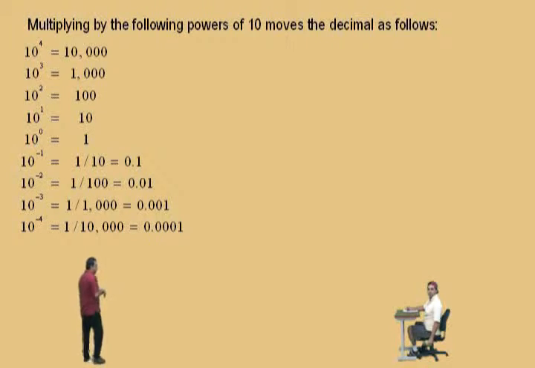That's undefined. And 10 to the negative 1 is 1 over 10. 10 to the negative 2 is 1 over 10 squared. 10 to the negative 3 is 1 over 10 cubed, which is 1 over 1,000. And 10 to the negative 4 is 1 over 10 to the 4th, which is 1 over 10,000, right?